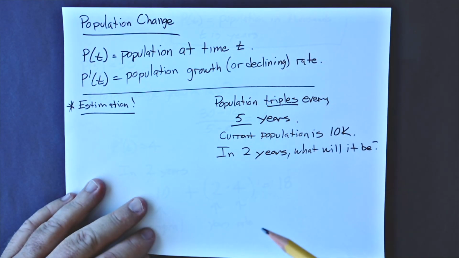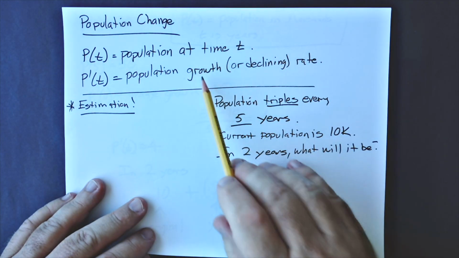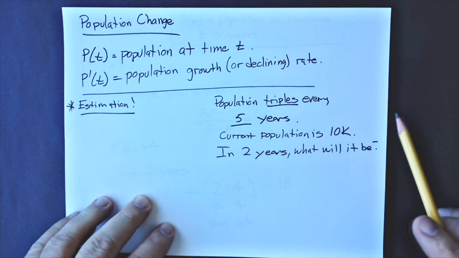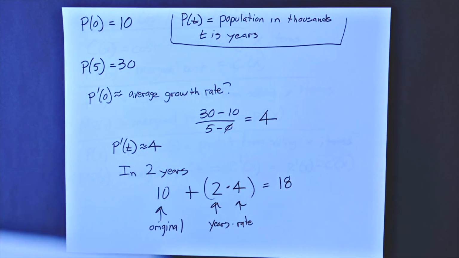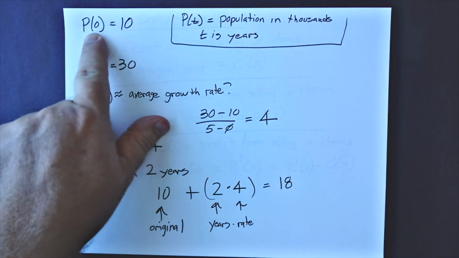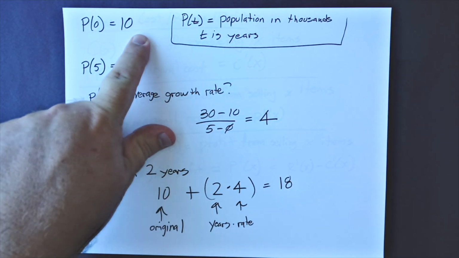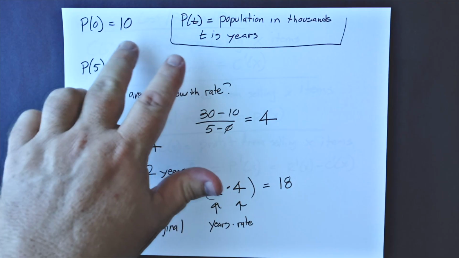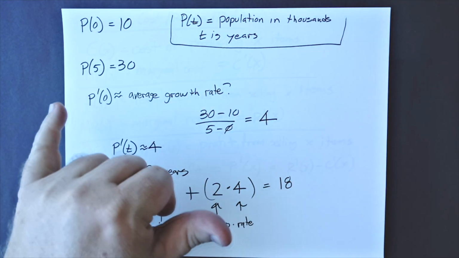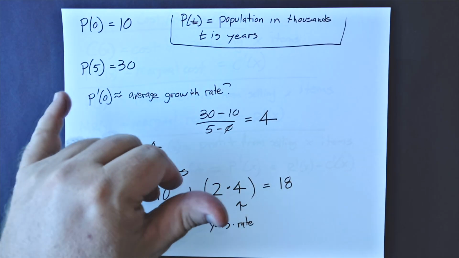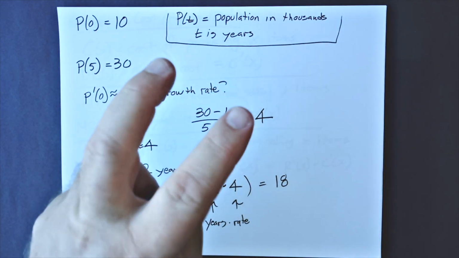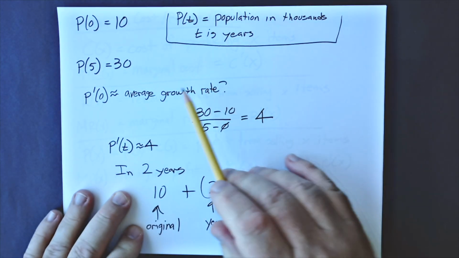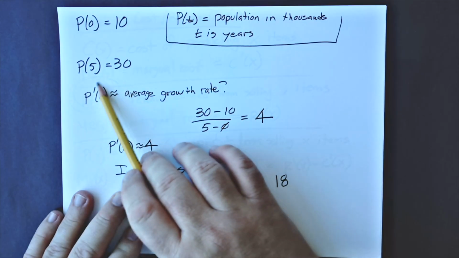What that will allow us to do is to find a growth rate, not an instantaneous one, but it'll let us find a growth rate over 5 years. And that will allow us to do this estimation. So obviously our population at time 0 is 10. I just put this as population in thousands so the numbers aren't so clunky. So here's our first data point. At 0 years, we have 10,000. And then we said it triples in 5 years. So at year 5, I would have 30,000. There's my 2 data points. I'm going to use those to estimate what the population change is.